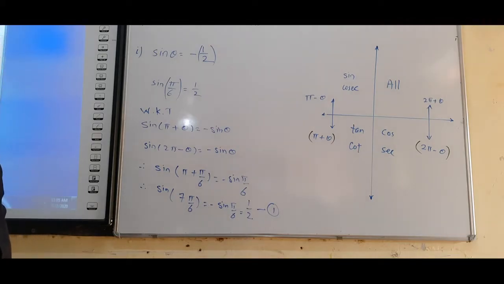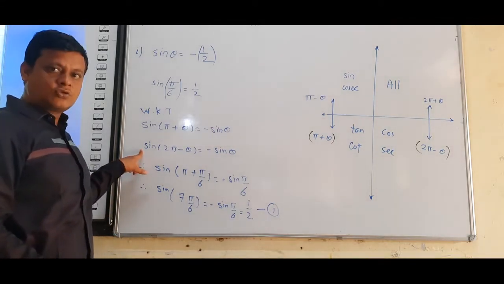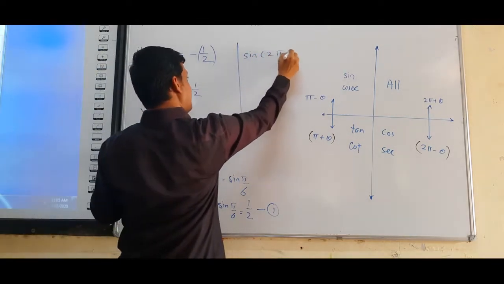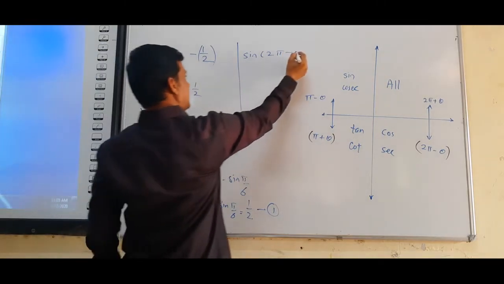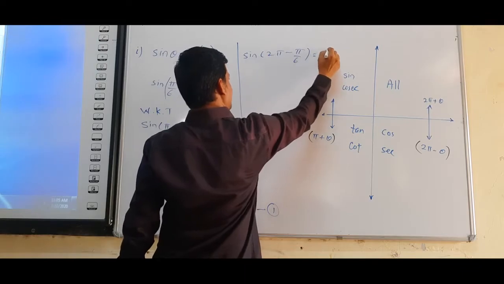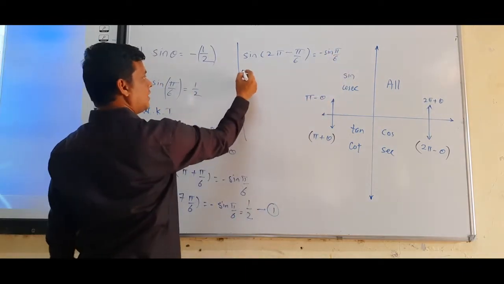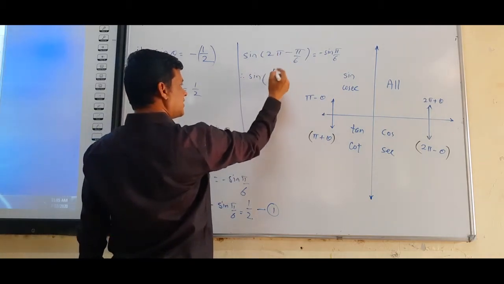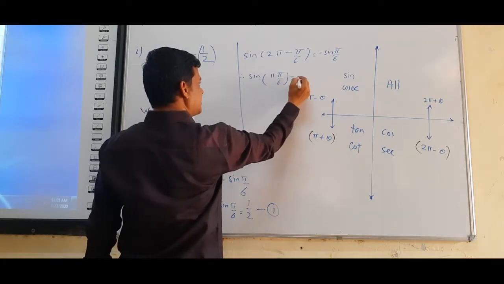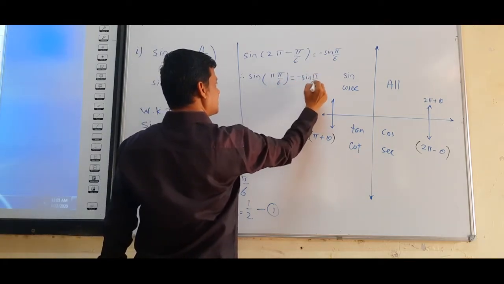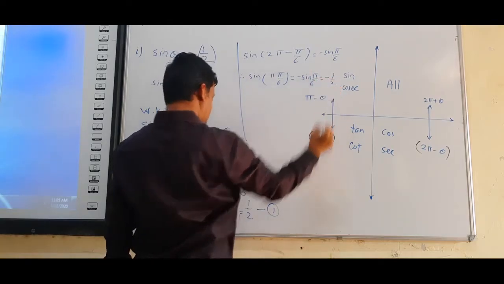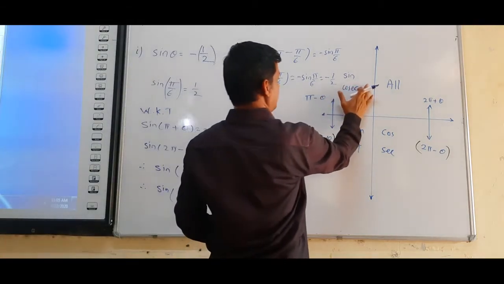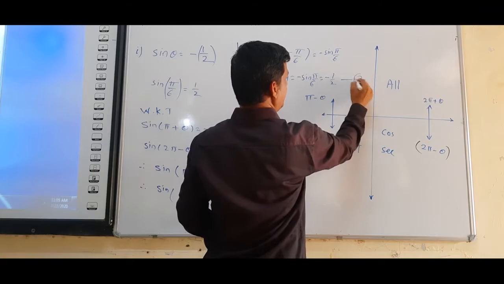Now we have to substitute the value in the second formula also. The second formula is sin 2 pi minus theta. Instead of theta we replace pi by 6, which is equal to minus sin pi by 6. So after calculating we get 12 pi minus pi, that is 11 pi by 6, is equal to minus sin pi by 6, which is equal to minus 1 by 2. This is equation number 2.